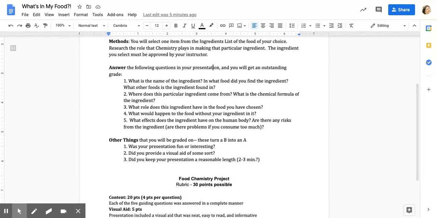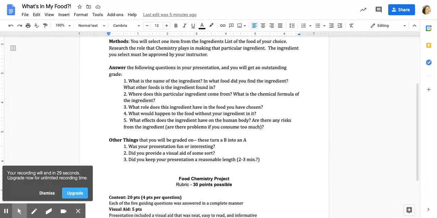Number five, what effects does the ingredient have on the human body? Are there any risks from the ingredient? Are there problems if you consume too much? So essentially, is this safe to eat? Is this okay for me to eat? If I had a problem, would I still want to eat this?